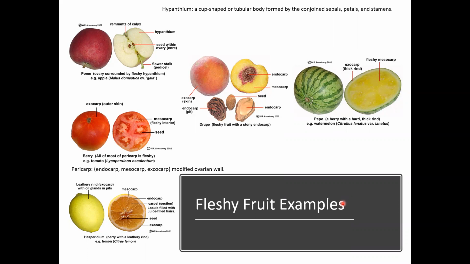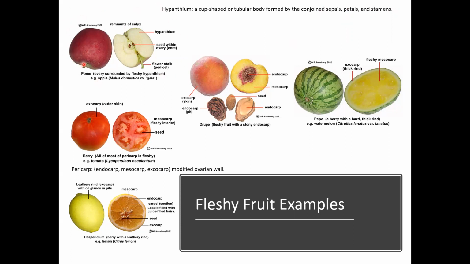Now, hypanthium is a new term. Okay, where was the hypanthium in a flower? Hypanthium is collectively, when sepals, petals, and stamens, when all of these three parts join together, they actually make the hypanthium, right? And in apples, the hypanthium becomes fleshy, right? And you get a pome, right?